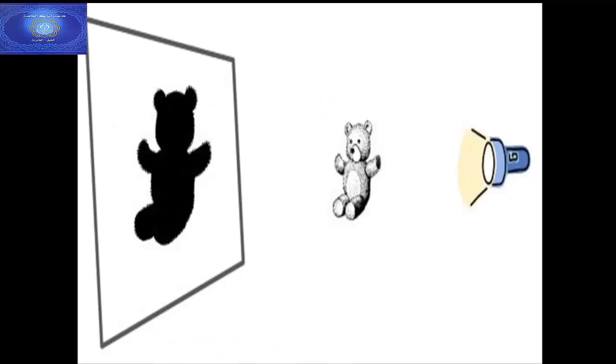Here we have an object, a pear, a light source, and the screen. If we put the pear close to the light source, the shadow size will be big.